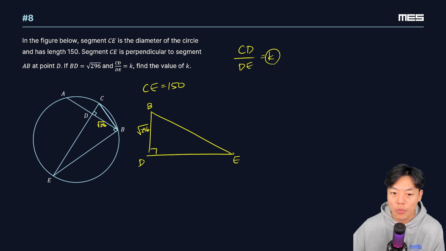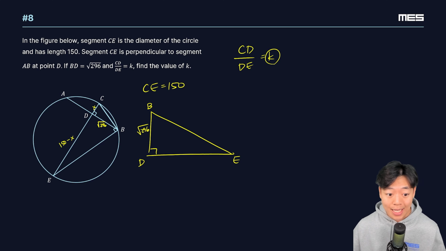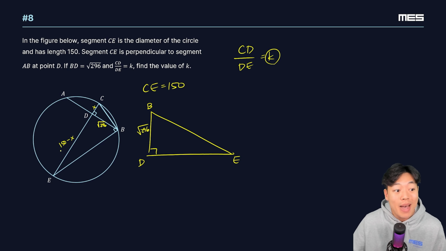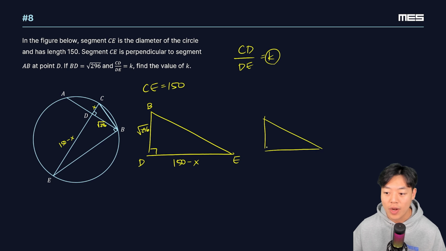Since we don't know what CD or DE are, let's call CD x, which means that DE will be 150 minus x. And how do we know this? We know this because we were told that the diameter of the circle, CE, is 150. So if one part of it is x, then the other part of it should be 150 minus that x. Okay, great. So DE is now 150 minus x. So now we do have a smaller triangle here that's similar to triangle BDE, and that triangle is CDB. And in CDB, we have x for CD and radical 296 for DB.